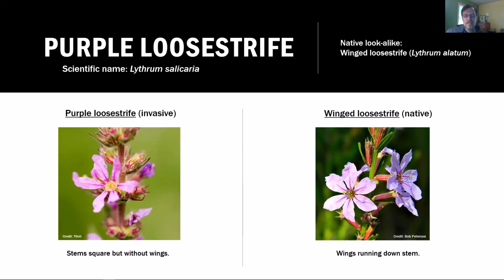So in that way it looks different, but it's also just a smaller plant, and it has flowers in the leaf axils scattered along the whole stem, whereas purple loosestrife has a big terminal cluster on the tip of the stem. So you're probably not going to see winged loosestrife and think that it's purple loosestrife, but the flower structure is very close if you do see it.